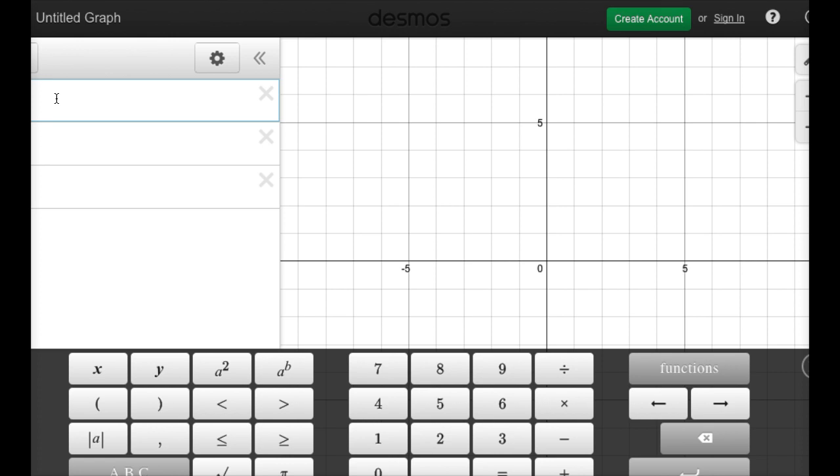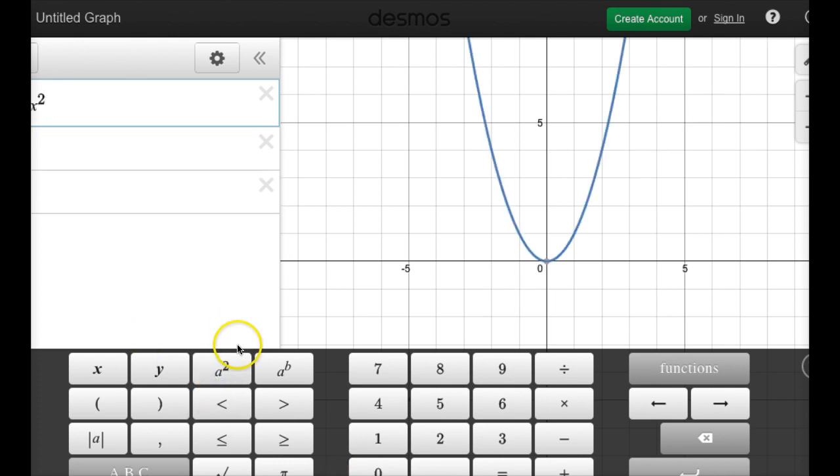To check your solutions, you're going to type in the original equation. What was the original equation? X squared plus 4x equals 0. So here's how you type things in. If you're going to type in x squared, you hit x. And notice, guys, it does a straight line for us. It's basically y equals x. So x squared. Then you hit your a squared button. It'll put a little squared on your x, and all of a sudden you got yourself a parabola.